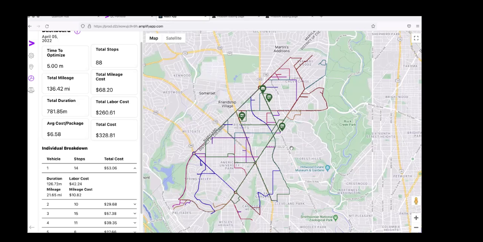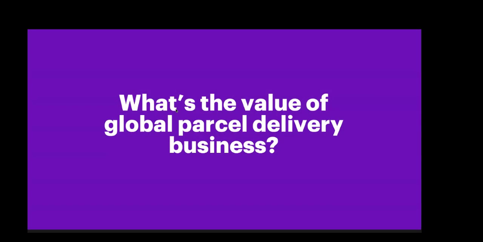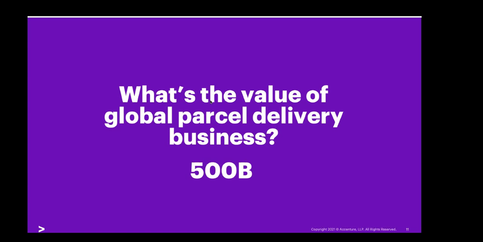Something that can take in more variables and more constraints, that's faster at processing those and can give you a more efficient result. And even if it's just, if you think of a global supply chain, even if it's just 1% better, they can be billions of dollars. So what's the value of the global parcel delivery business? 500 billion. Right, and so this is global parcel delivery. It's not all global shipping, right? Which would be a larger number.